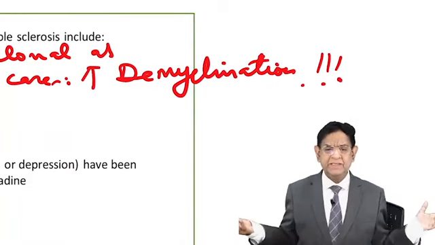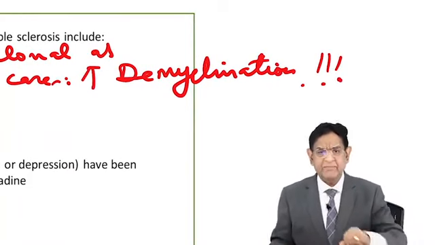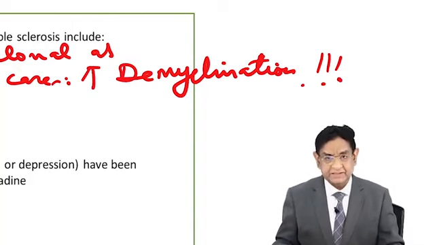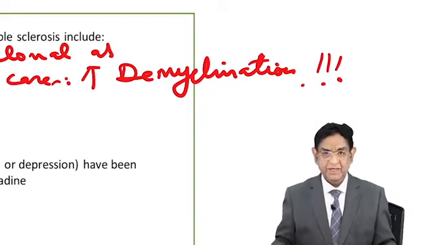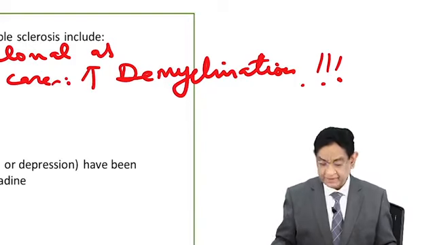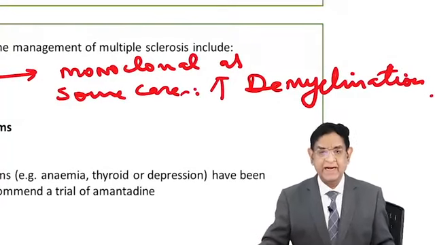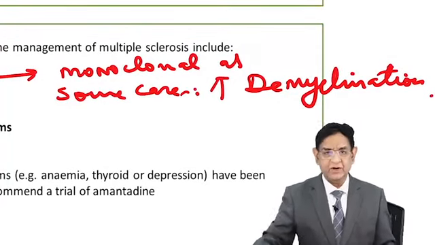Increased demyelination, you mean to say it's going to aggravate multiple sclerosis? Yes. But now comes the gold medal question. Who are the patients where this problem can happen? Write down the answer in your copy.